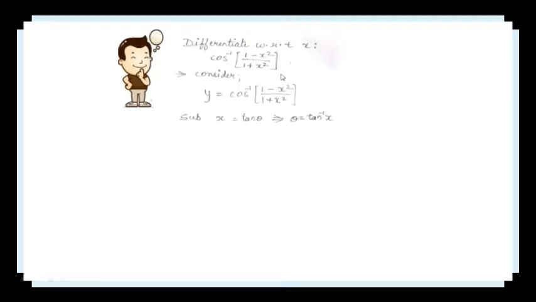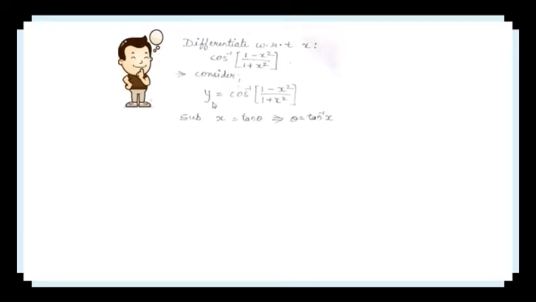Differentiate with respect to x cos inverse of (1 minus x square) upon (1 plus x square). Now, when we see this example, first of all, we should solve the bracket. So over here, we have to substitute something instead of x so that inside we get one formula, and afterwards we can apply the formula as cos inverse of cos theta. Let's see how we will be doing.